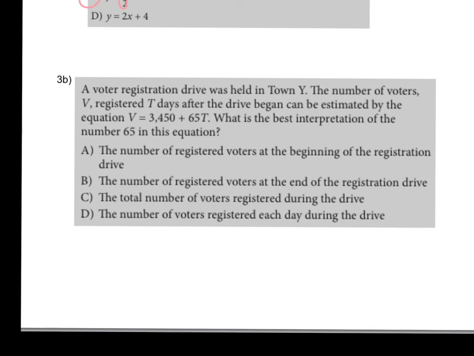This last problem, we have voters registering for a registration drive. The number of voters is the total V. The letter T stands for the number of days after the drive began. And the equation is V equals 3450 plus 65T. All we have to do is interpret the number 65. Well, the number 65 is right next to the T. So it means 65 is M, or the slope. 65 is the slope. Slopes are rates. We get slopes by multiplying them by one of the variables, in this case days.